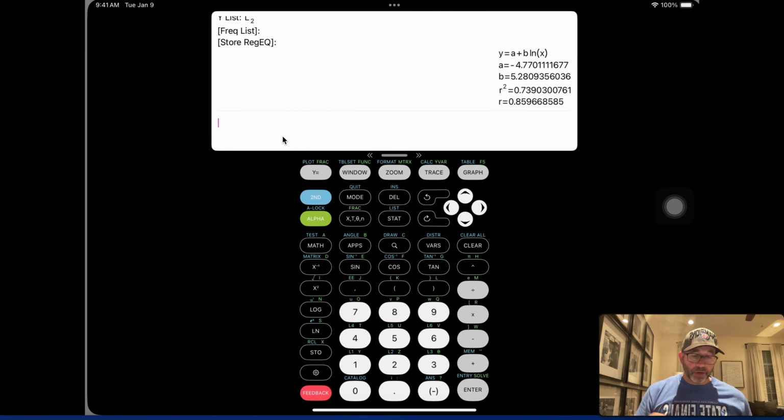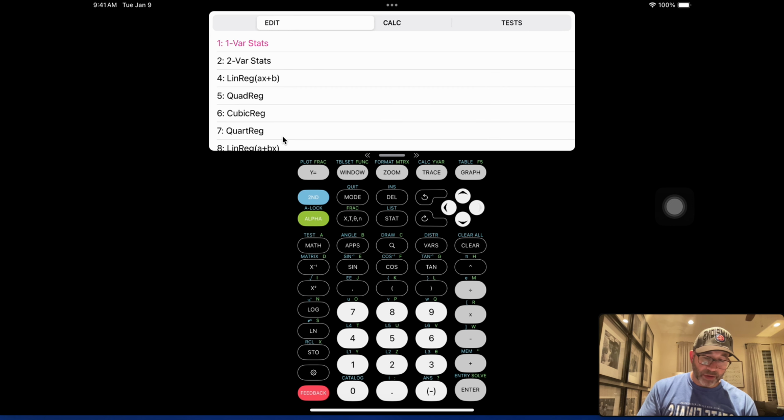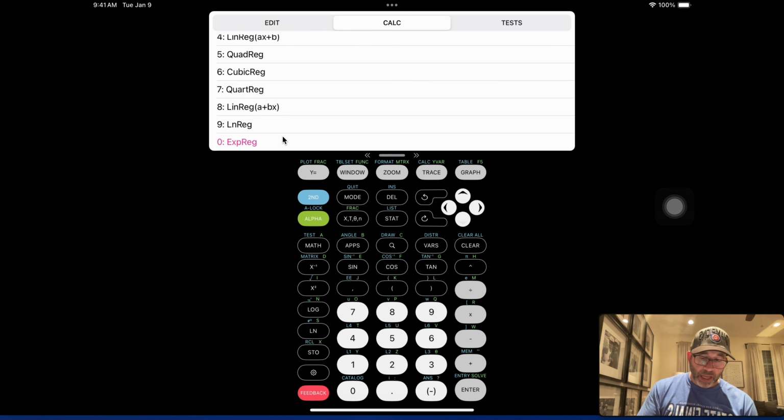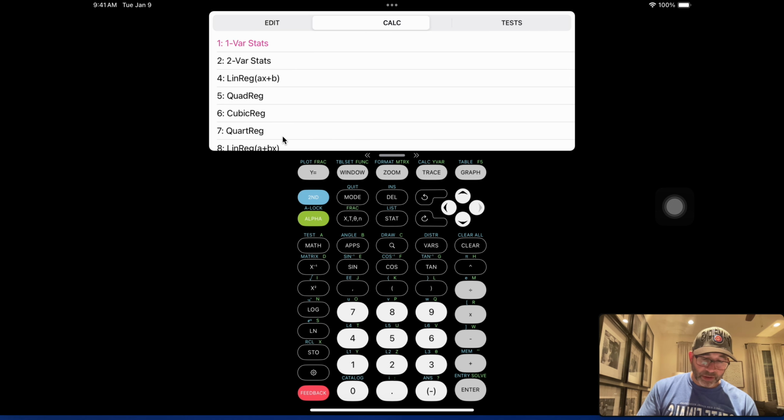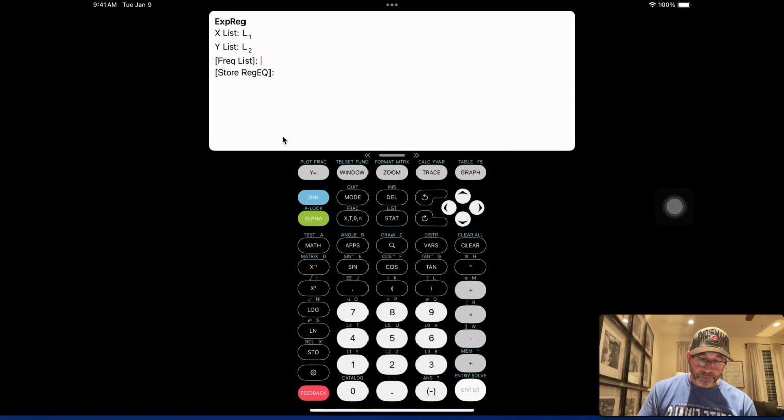Just to prove it, I'm going to go back and calculate the exponential regression. There's a way to store these in the calculator so it will actually graph it. Stat, calculate, exponential regression. We're going to go down to where it says store regression equation, and we're going to store this equation in the calculator so it actually graphs it. To do so, go down to where it says store reg equation.